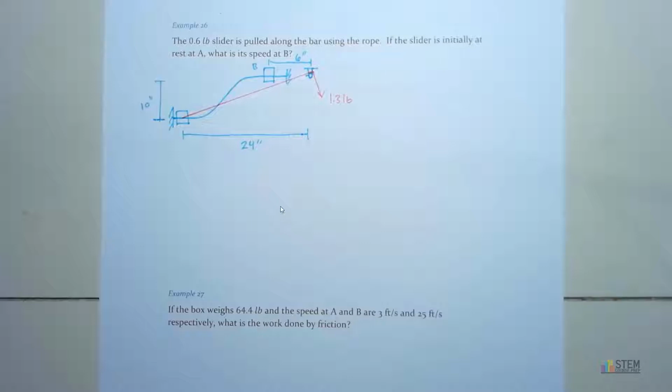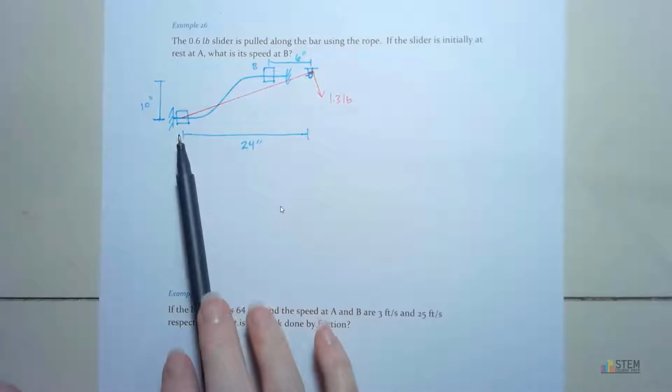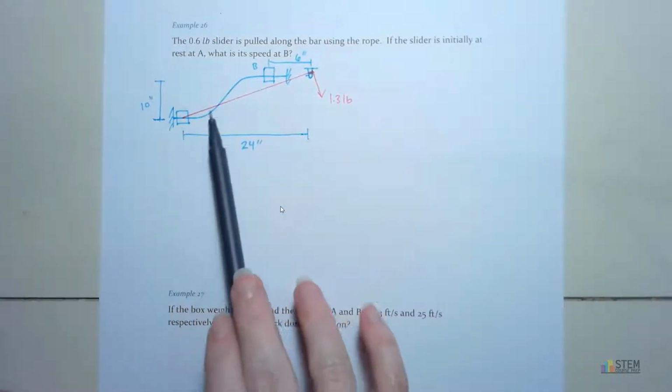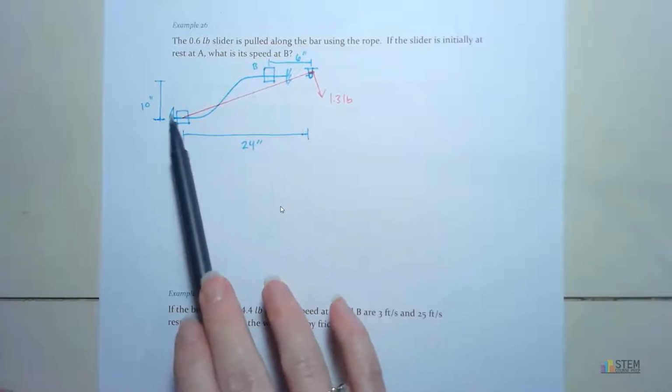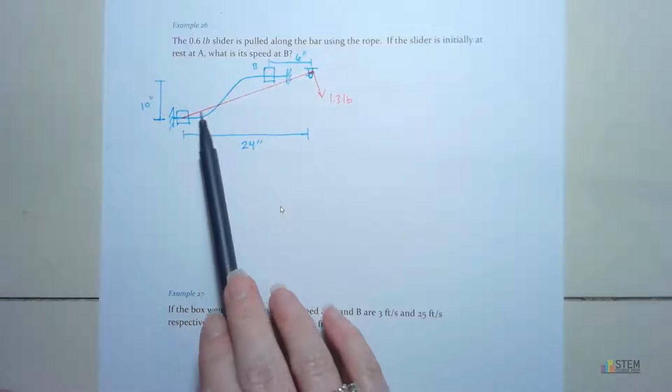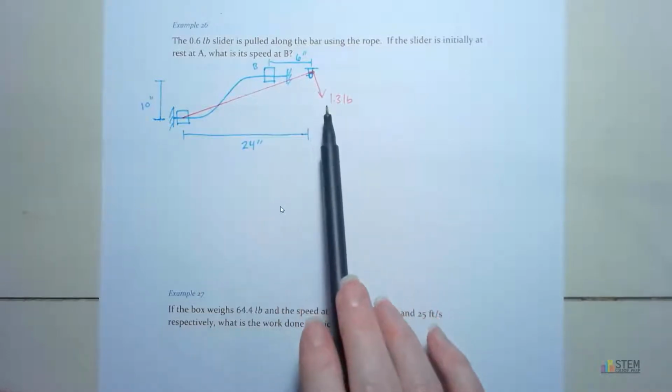Hey guys, let's do another one of these work energy problems. And this one, I didn't have the problem drawn beforehand, but here it is. So we've got this curved guide, and we've got this slider that slides on it. Now, the slider is being pulled by a rope. And you can see the rope right here, it's the pink line.